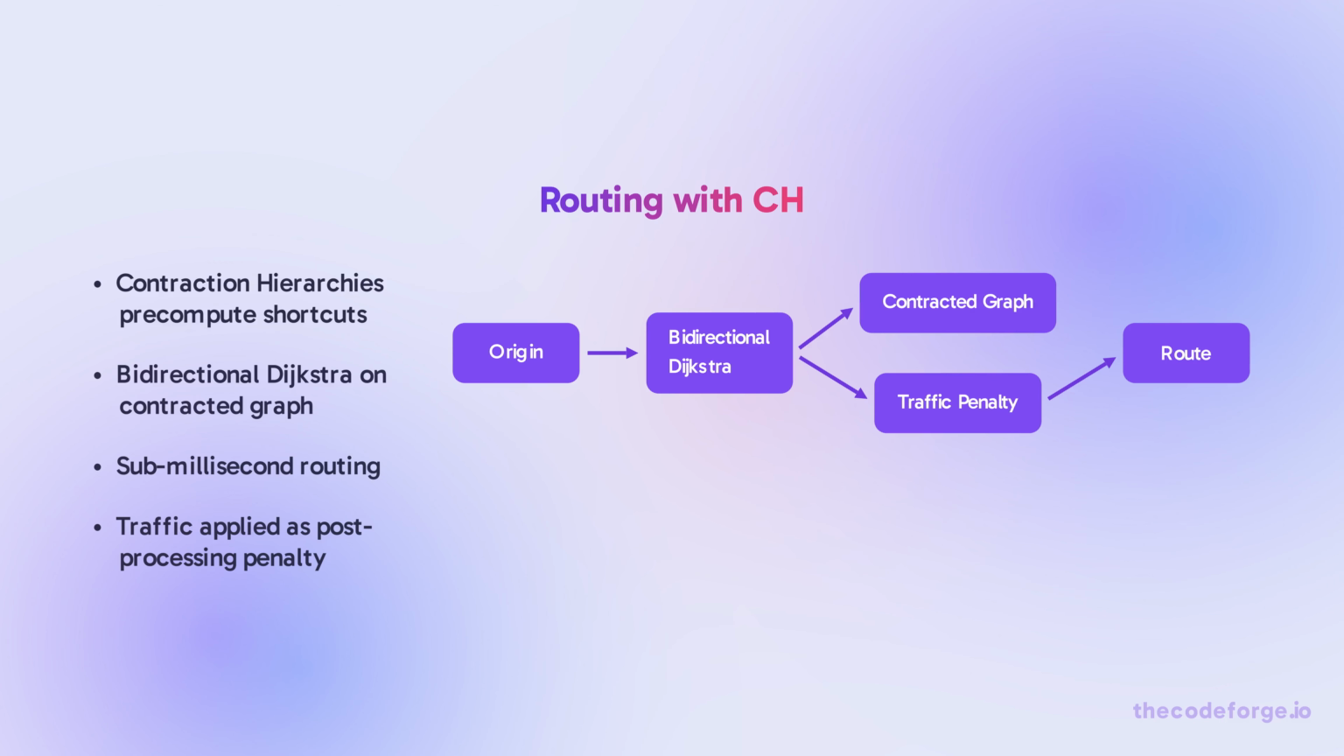Dijkstra on a graph with 500 million nodes is too slow. Google uses contraction hierarchies, which precompute shortcuts between important nodes. During a query, bidirectional Dijkstra runs on the contracted graph, giving sub-millisecond results. Real-time traffic is applied as a post-processing penalty.